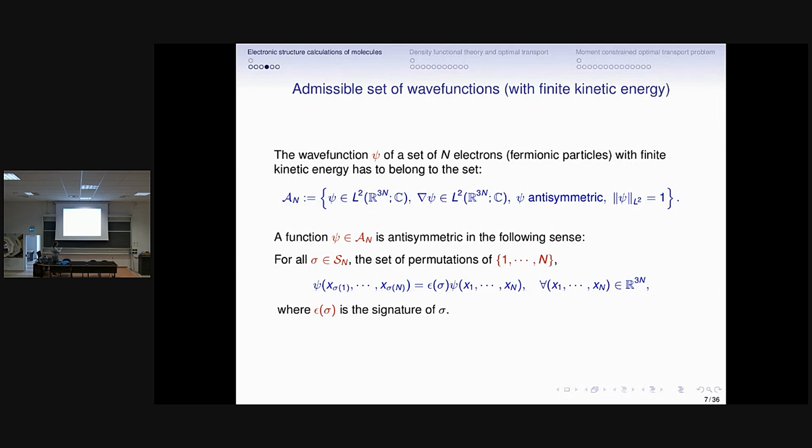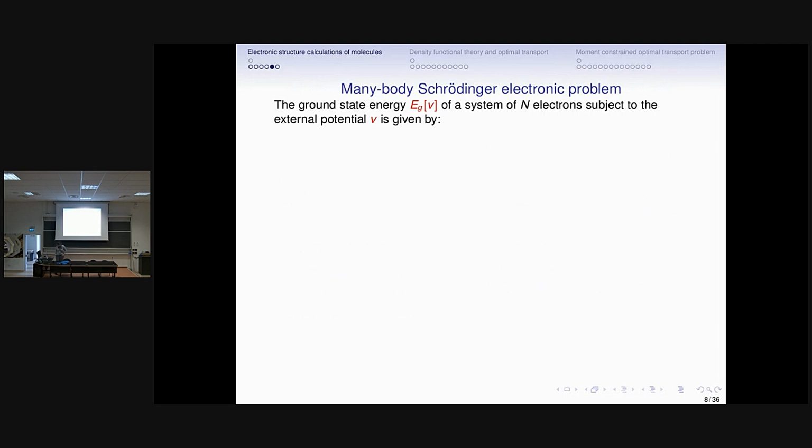You can see from this that if you evaluate psi at n vectors and two of them are identical, necessarily the wave function has to be 0. So this is one way to mathematically encode this Pauli exclusion principle. And so this is the set of admissible wave functions that will describe the state of my n electrons. I'm going to look for the ground state of the electrons within this admissible set. And how do we define it?